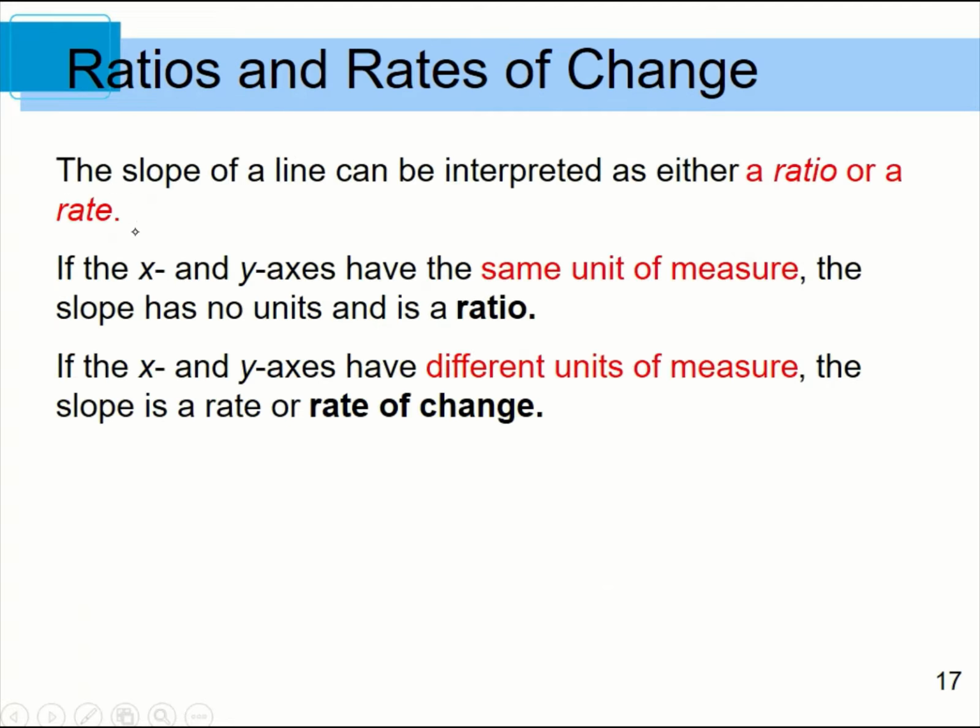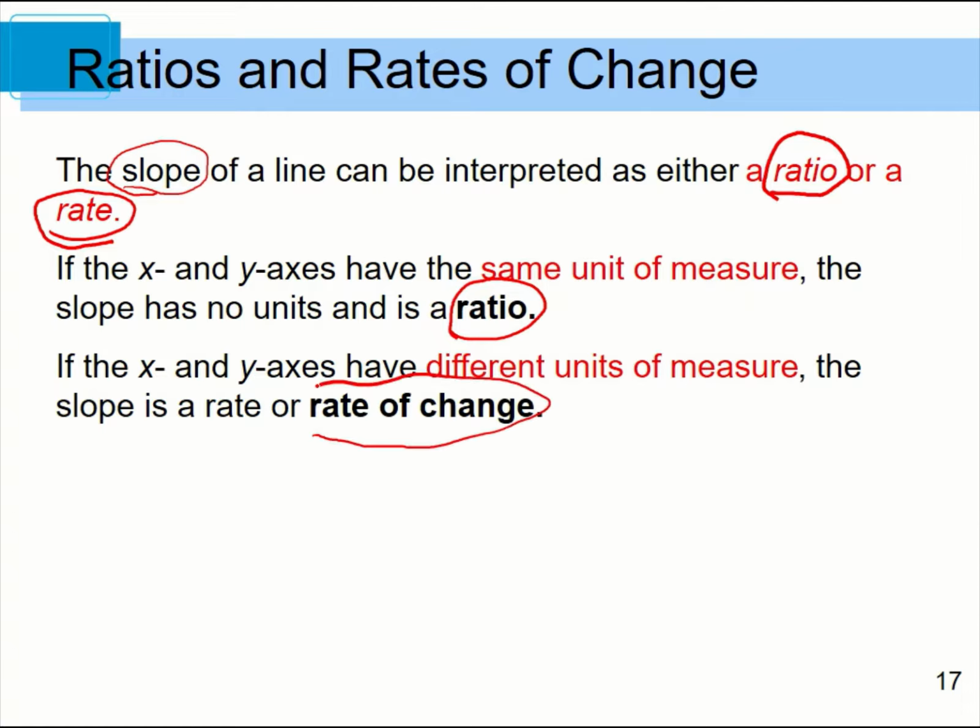So the slope can actually be interpreted as either a ratio or a rate. When the x and y are in the same unit of measure, the same unit, we say the slope represents a ratio. If the x and y have different units, we say the slope is a rate of change. So let's see the two examples right below.